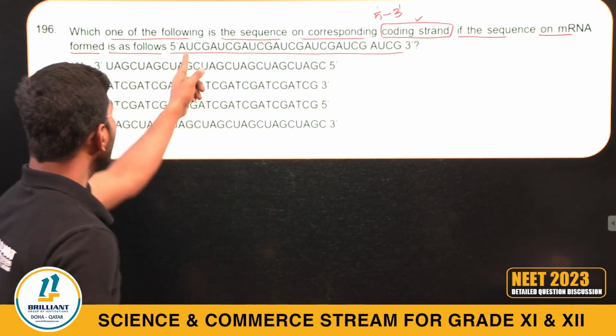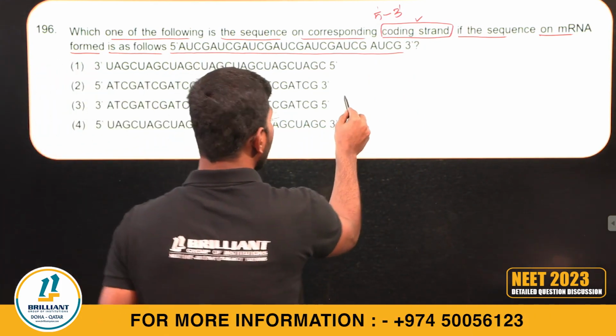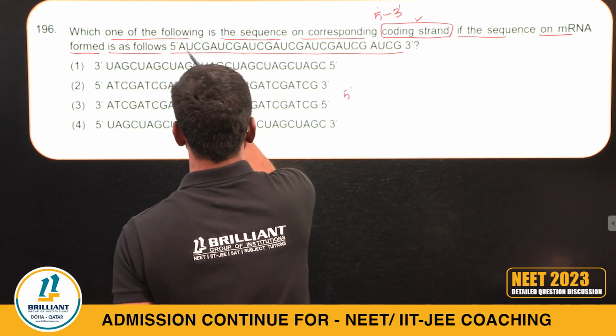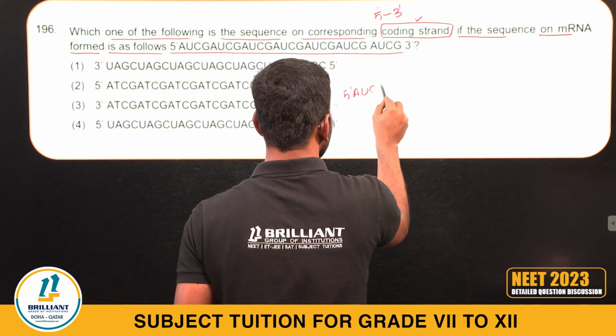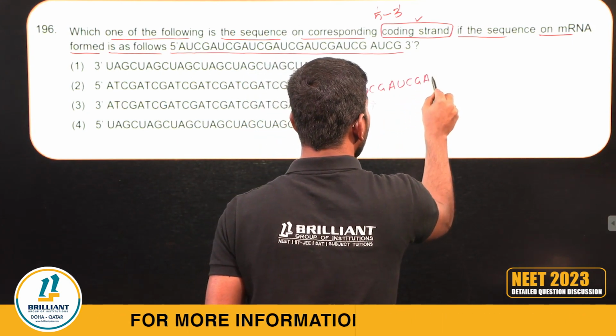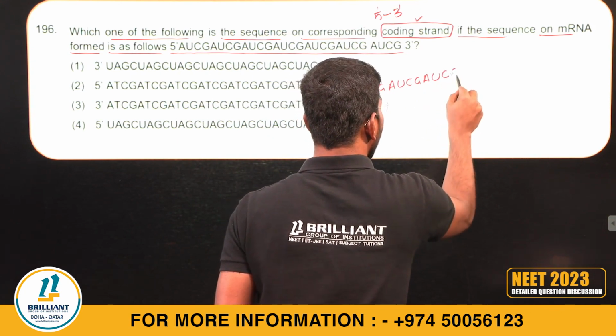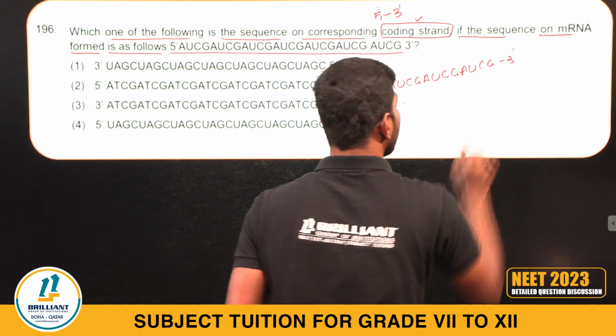Now this is the mRNA that is given. The mRNA is 5' A U C G, A U C G, A U C G, A U C G, A U C G, and this is 3'.